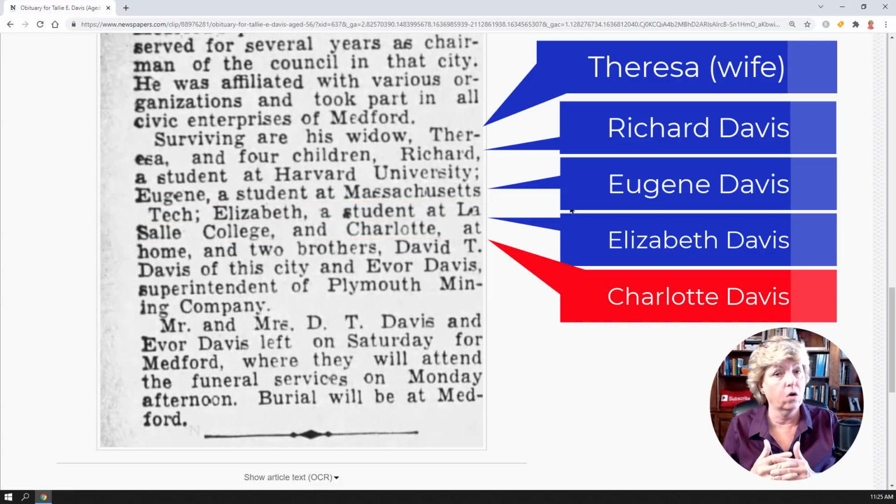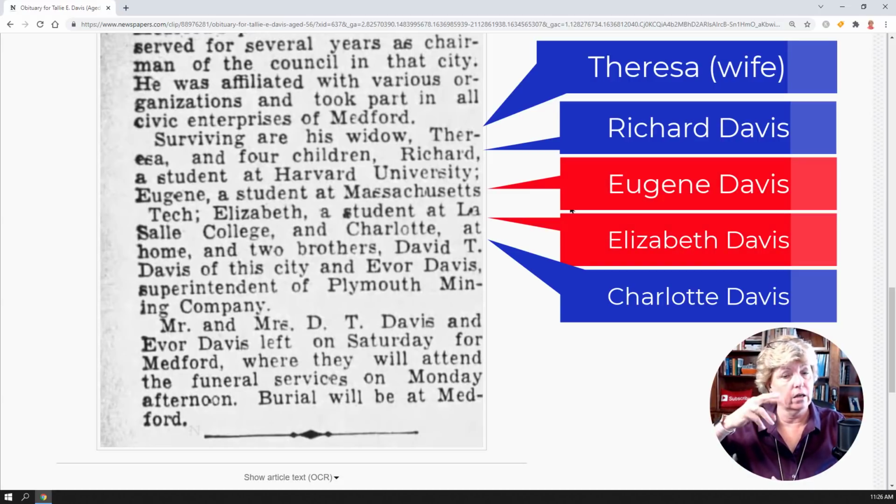Charlotte is at home, is likely the youngest, okay? She's probably not of college age yet. And so I'm guessing that she is a teenager. So if we deduce for a moment that Richard is the oldest and that Eugene and Elizabeth are in the middle, they're either second or third, pending. So now let's think about this for a moment.